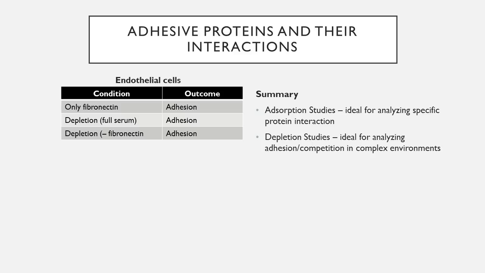Sure enough, I follow that up with another depletion study where I remove vitronectin. In this case, I get no adhesion with these endothelial cells. So now I know that within this complex series of adhesive proteins, even ones containing fibronectin, I all of a sudden don't get any adhesion with just the simple removal of one type of adhesive protein. And from that, I can conclude that, in this particular scenario, vitronectin is the adhesive protein that's responsible for adhesion of these endothelial cells.